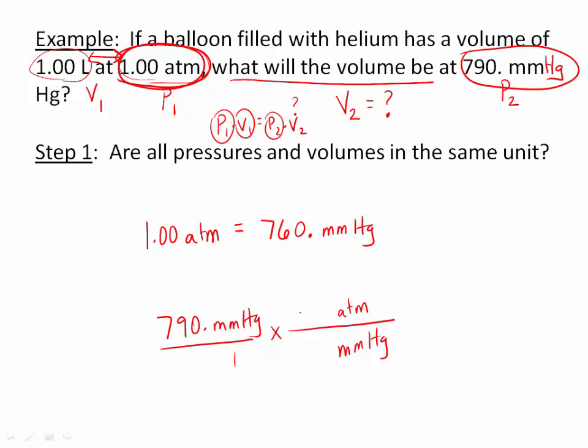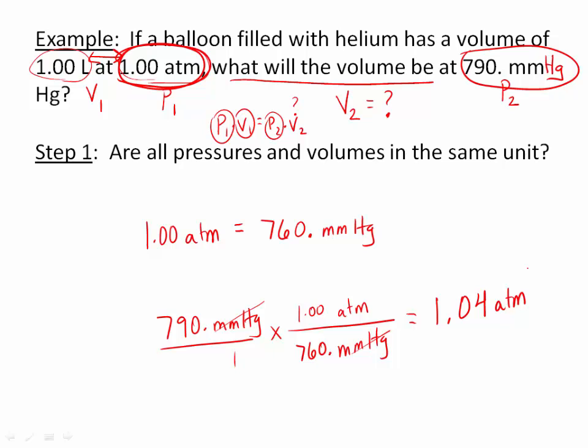And I know that 1.00 ATM, from my conversion factor, 1 ATM is the same as 760 mmHg. So when I cancel out my mmHg, millimeters of mercury, I get 790 over 760, which my calculator says is about 1.0394, so I'll round to 1.04 ATM.